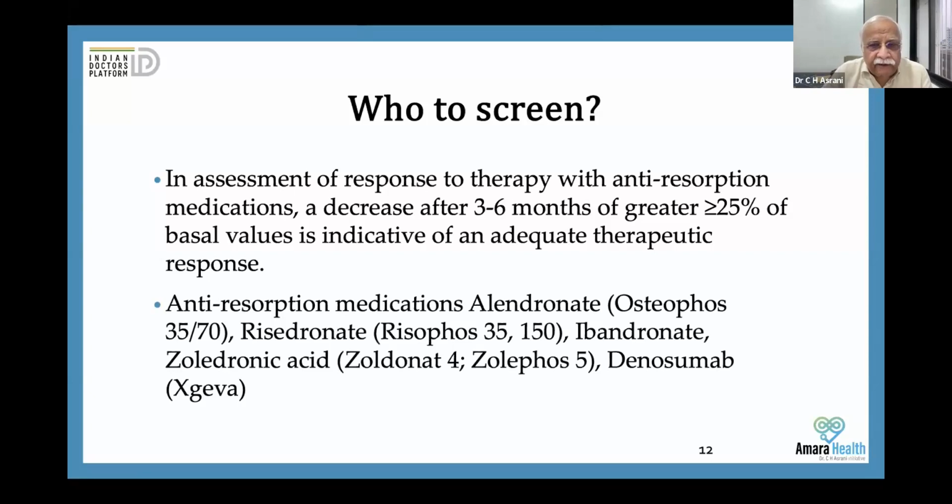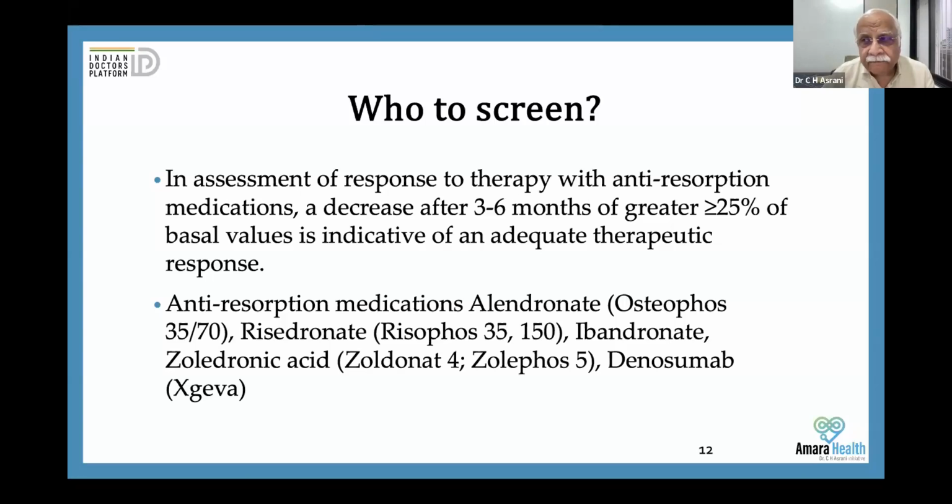Anti-resorption medications: alendronate, brand name Osteophos 35/70. Risedronate, Risofos 35/150, both of Cipla. Ibandronate. Zoledronic acid, that is an injection. It is given for osteoporosis as well as breast metastasis. And lately, denosumab has come, Xgeva, which is a subcutaneous injection costing 20,000 per dose, to be given once in 6 months.